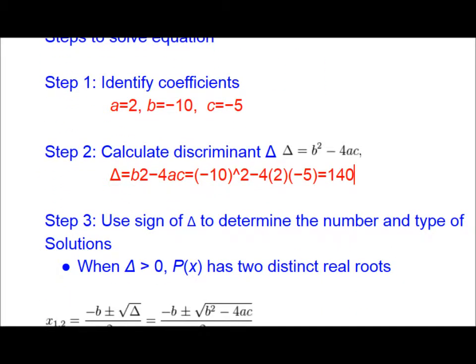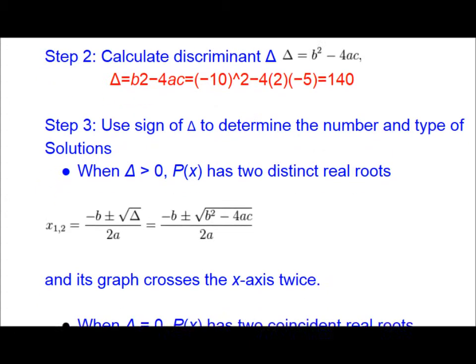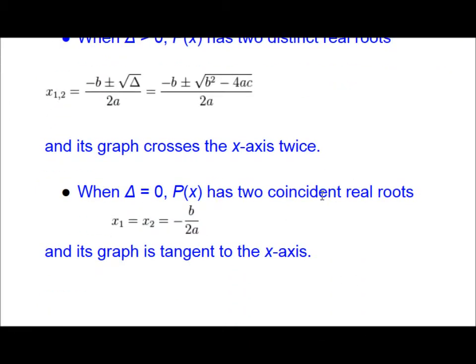Let's see what the next step is. Whatever value we get for the discriminant, we have to compare it with 0. If the discriminant is greater than 0, we know that there are two distinct real roots. If the discriminant is equal to 0, then it has two coincident real roots, both roots are equal, and the formula is minus b by 2a.